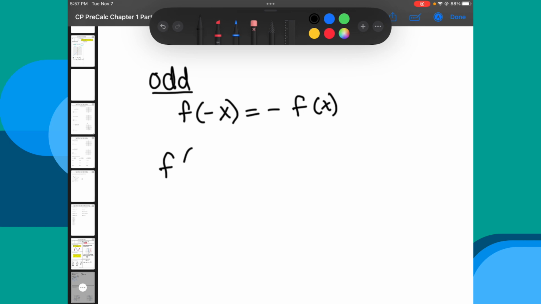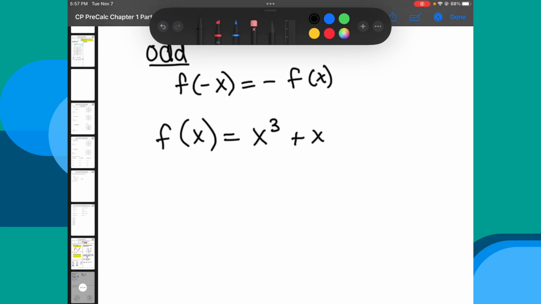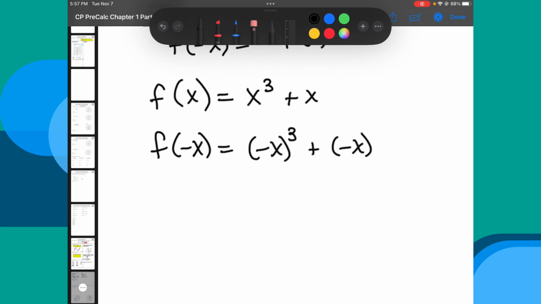So if we have our original function is x to the third plus x, and let's say that I plug in negative x. If I get back this function but negative, then I know I have an odd function. So I have negative x to the third plus negative x. That's going to give me negative x to the third minus x. I can factor out a negative 1.